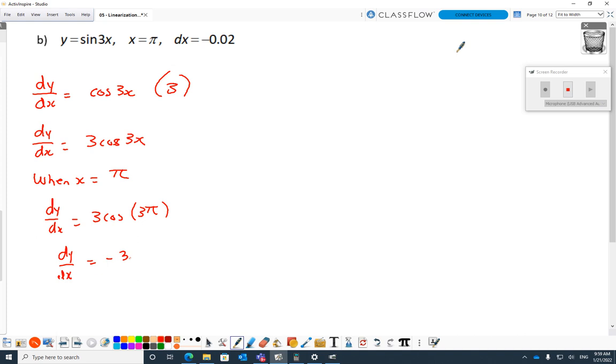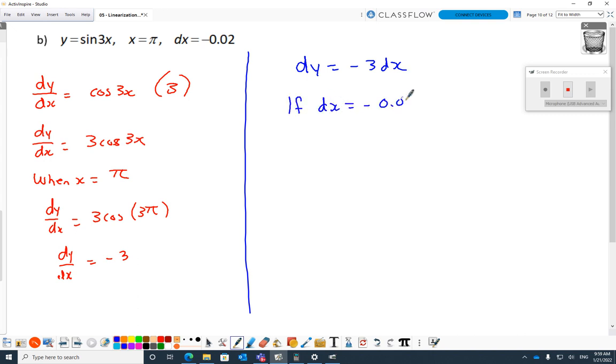Good. Now, over to differential thinking. I can isolate the dy. I can bring the dx over. The dy is equal to negative 3 dx. At that particular moment, every time you move over an x, your y is going to change by negative 3. They gave me the dx they want me to use. If dx equals negative 0.02, the dy will be negative 3 times negative 0.02, and I get dy equals 0.06.